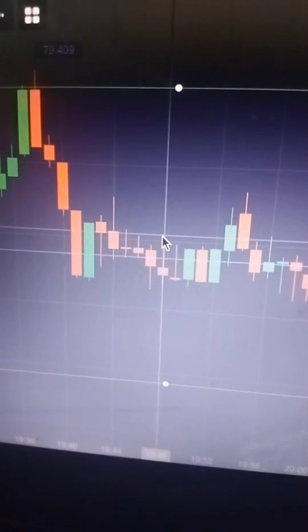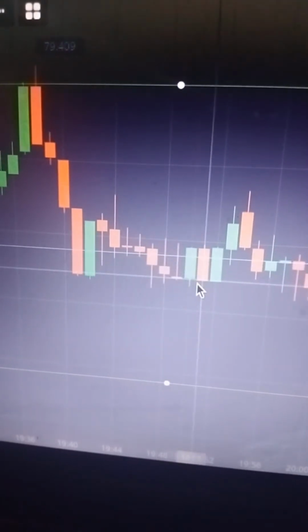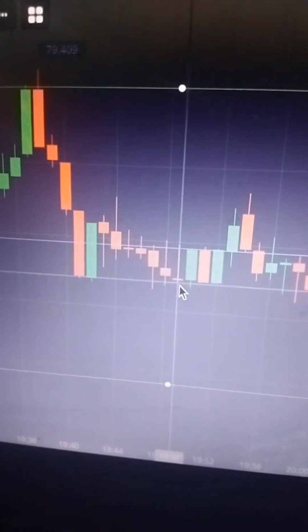Price made this swing high, came down, made this swing low. The internal structure, okay.